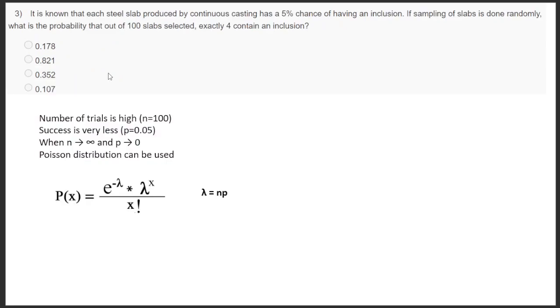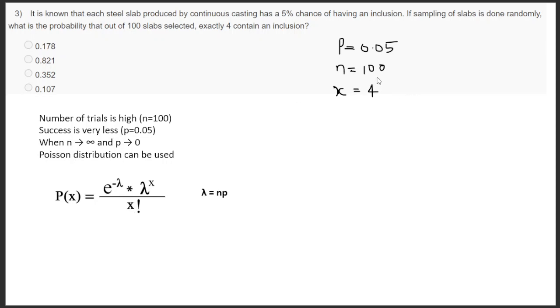Then the third question: it is known that each steel slab produced by continuous casting has a 5% chance of having an inclusion. So the probability of having an inclusion is 5%, which means 0.05. If the sampling of slabs is done randomly, what is the probability that out of 100 slabs selected, exactly 4 contain an inclusion? So the number of slabs is 100, and they're asking for the probability of getting 4 defects or 4 inclusions.